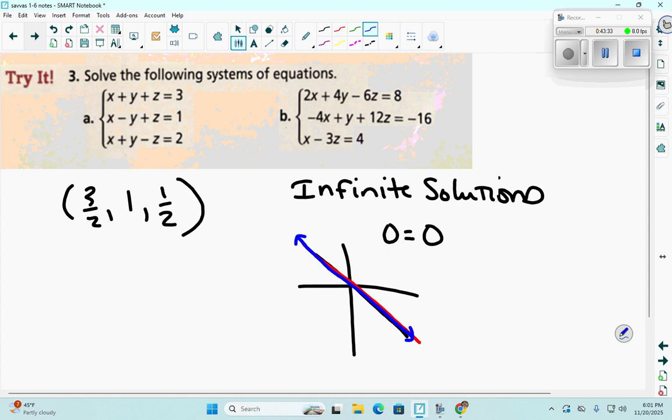Okay? So if you did it and got 0 equals 0, just make sure you write infinite solutions, because that's what you're going to see on the map itself.